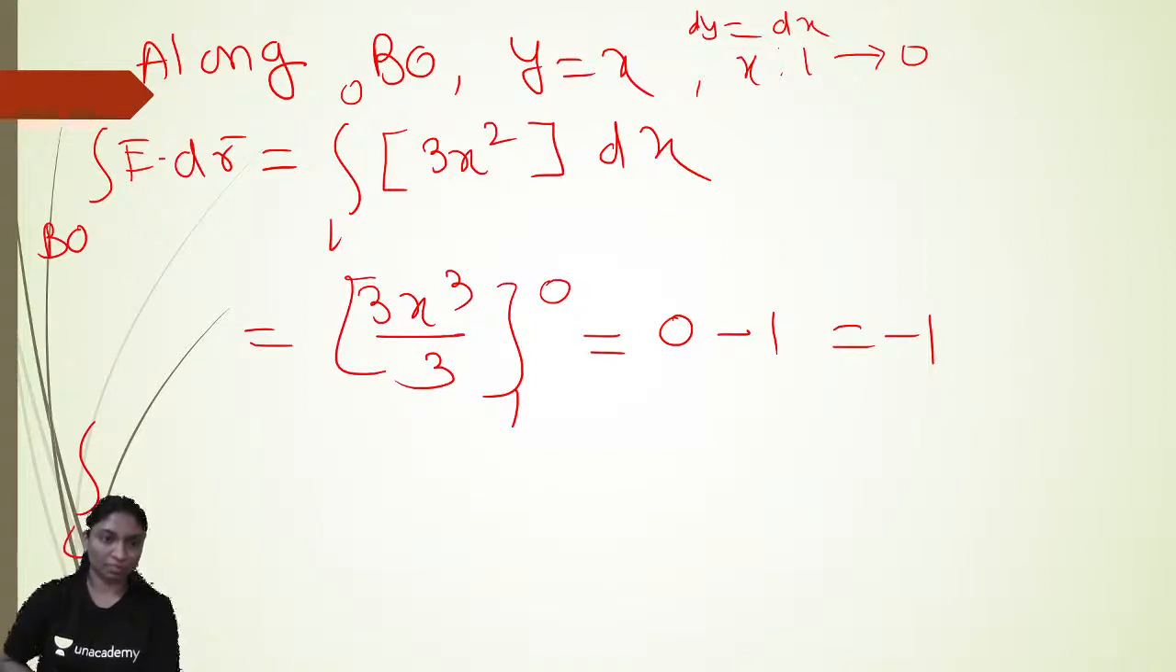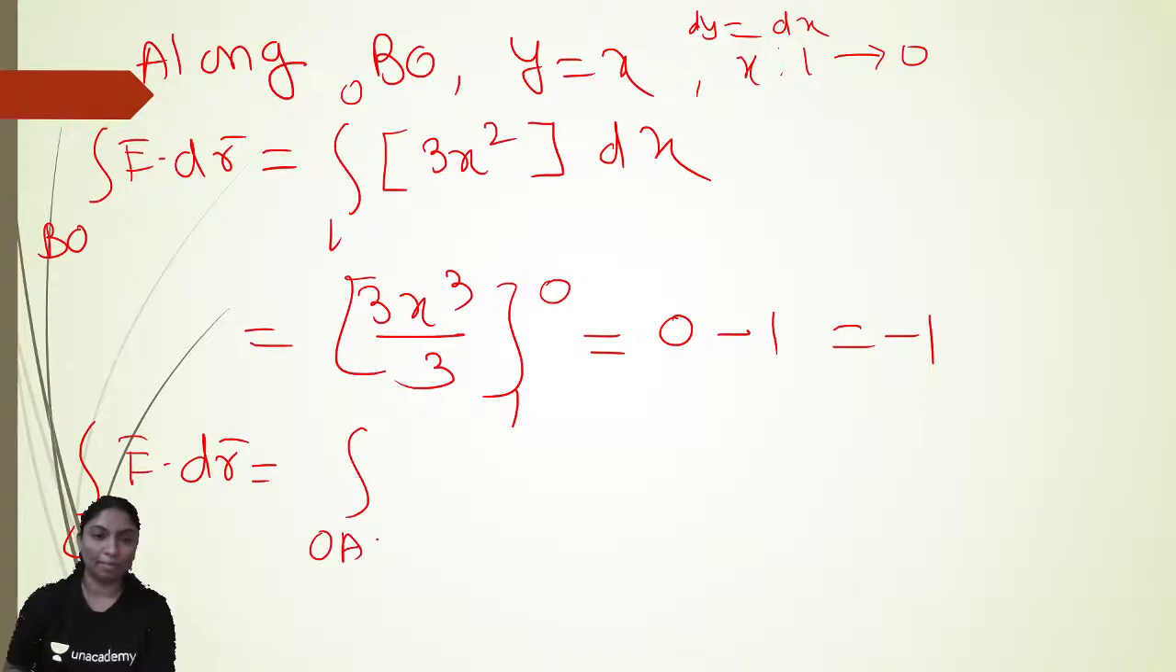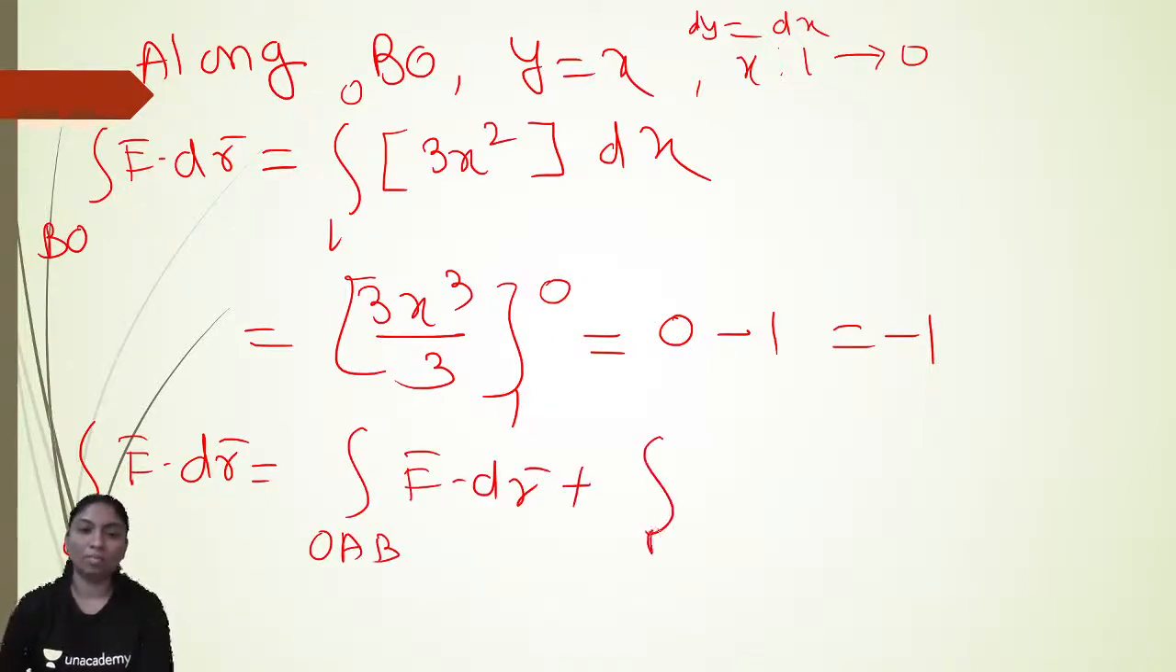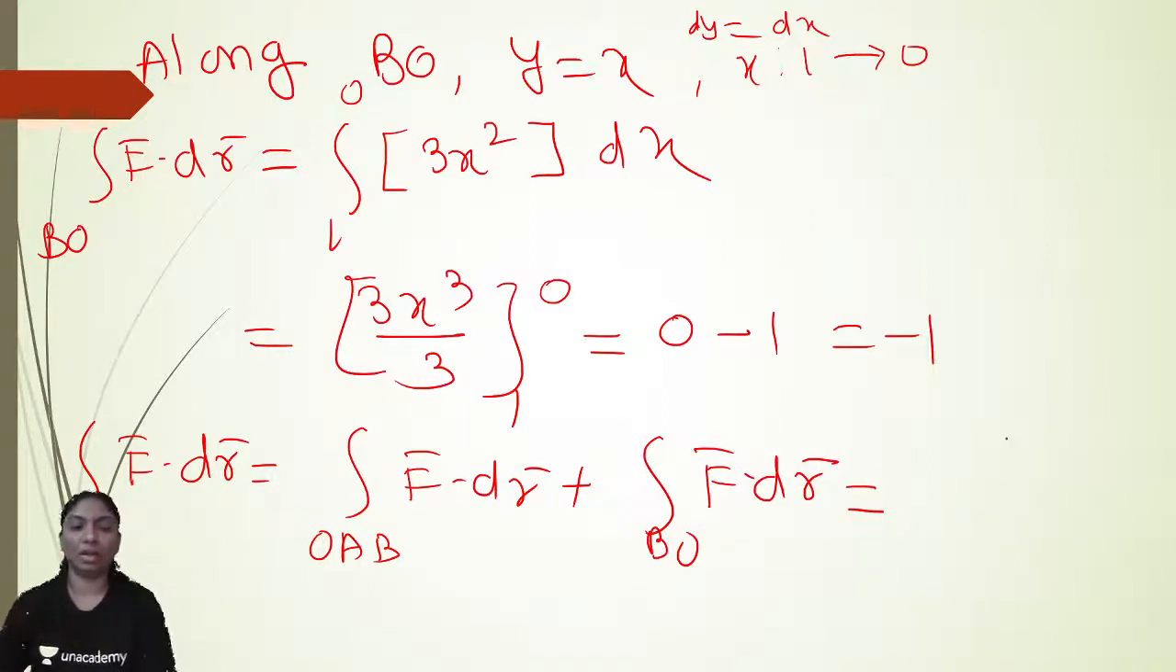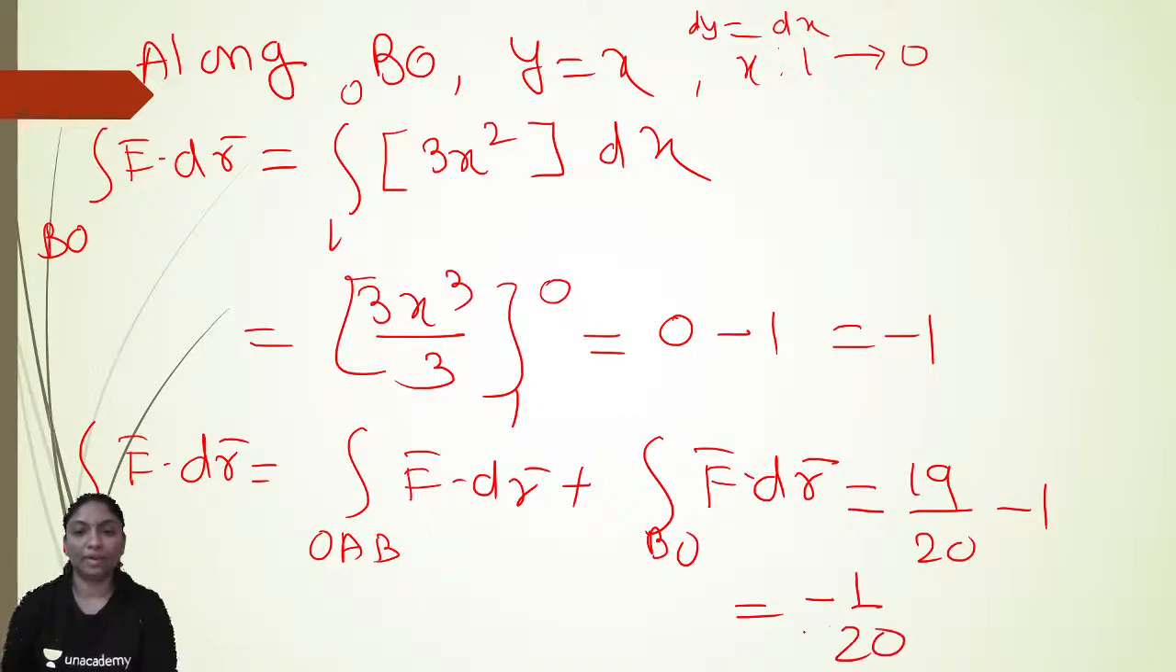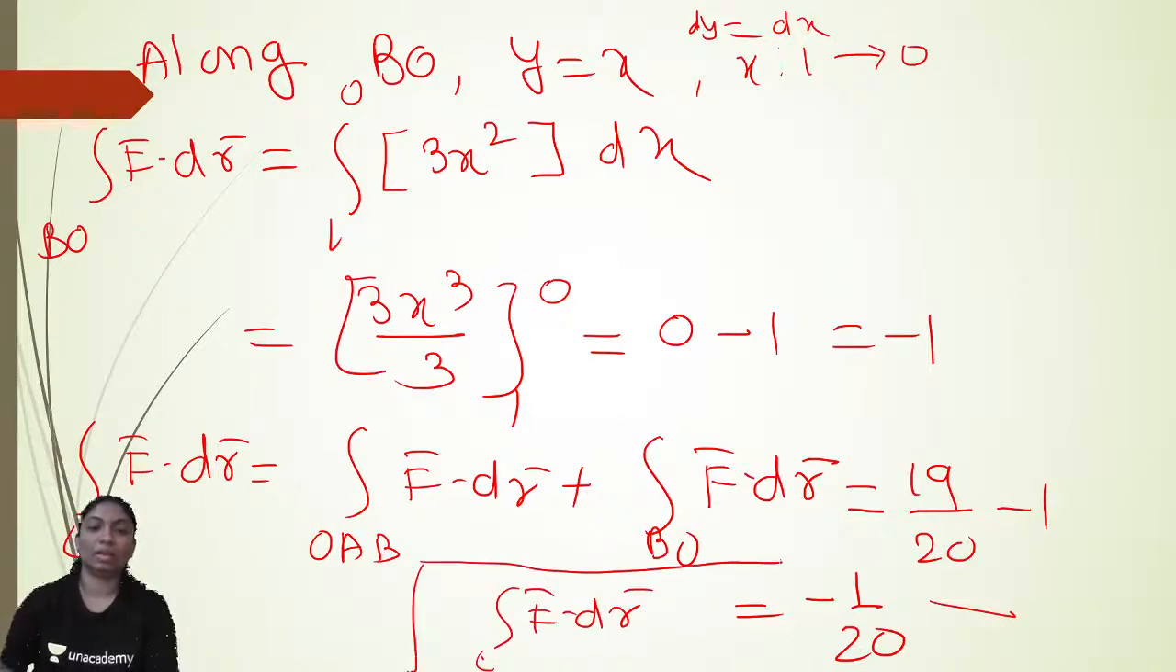तो टोटल line integral f bar dot dr bar is equal to along OAB f bar dot dr bar plus along BO f bar dot dr bar. तो along OAB क्या आ गया हमारा 19 by 20 minus 1. ये बन गया minus 1 by 20. ये हो गई हमारी LHS. ये हो गया हमारा लाइन इंटीग्रल. तो बोलेंगे हम लोग इक्वेशन नंबर 1.